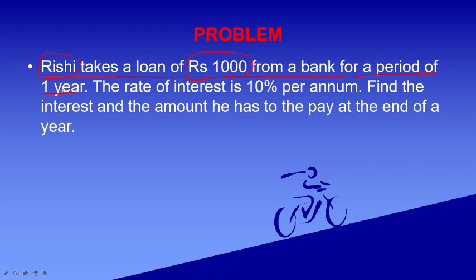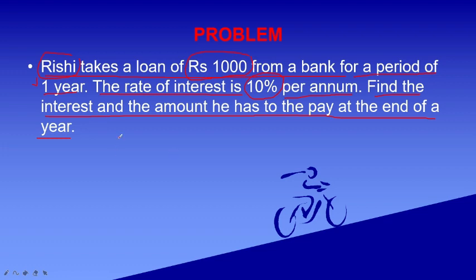After 1 year, he will pay. The rate of interest is 10%. Here is given 10%. What is 10%? We will discuss later. 10% per annum. Find the interest and the amount he has to pay at the end of the year. After the 1 year, you find what is the amount that he has to pay.